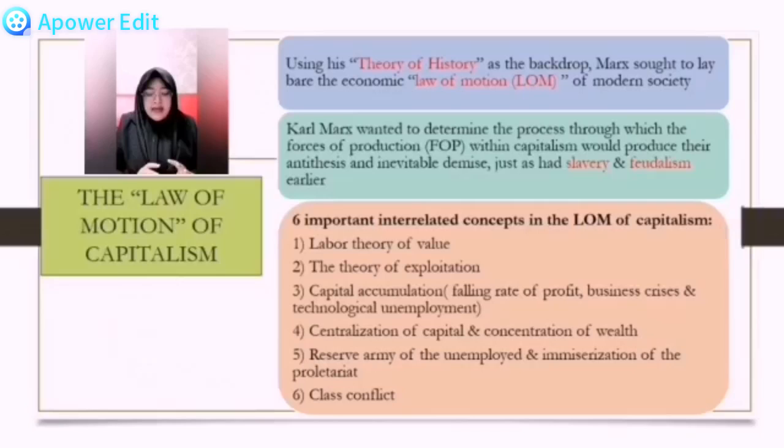Six important and related concepts in the law of motion of capitalism are: first, the labor theory of value; second, the theory of exploitation; third, capital accumulation, which includes falling rates of profit, business crises, and technological unemployment; fourth, centralization of capital and concentration of wealth; fifth, the reserve army of the unemployed and immiserization of the proletariat; and the last one is class conflict.